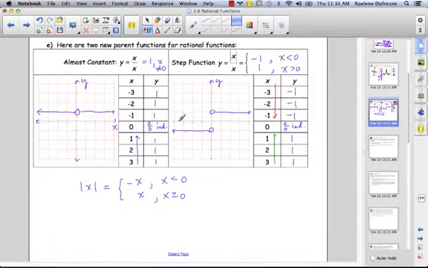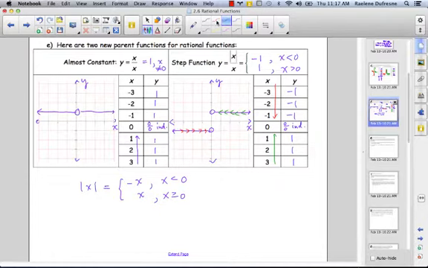And the jump discontinuity comes in from the fact that we have different left-hand limit and right-hand limit behavior. Again, the left-hand limit says as x approaches 0 from the left, y is approaching a height of negative 1. And as x approaches 0 from the right, y approaches a height of positive 1. Because negative 1 does not equal positive 1, the left-hand limit does not equal the right-hand limit.